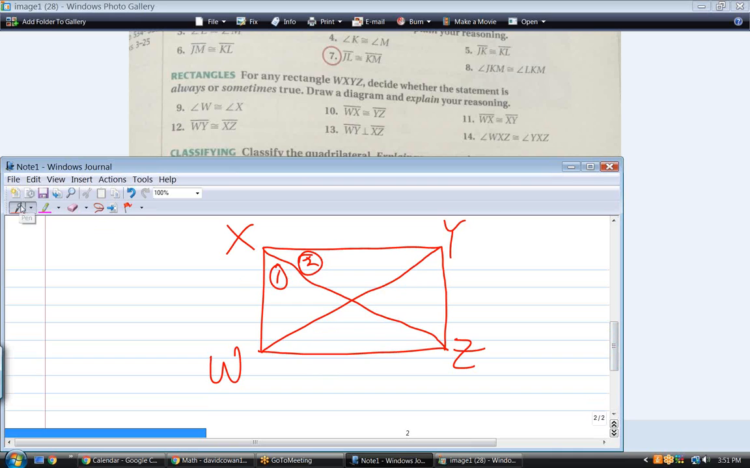Now, it is true that angle 2 is equal to angle 3 because it's a parallelogram and you have two parallel lines with a transversal.